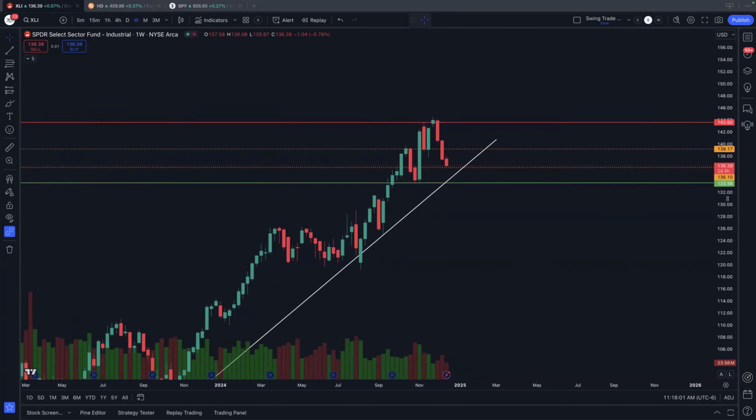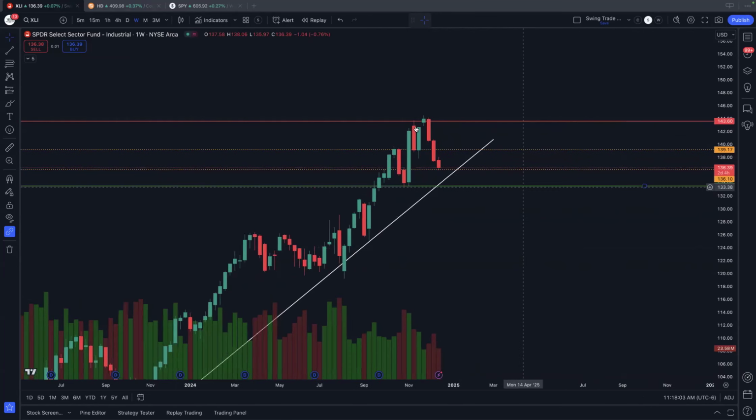We're going to go with volume first. Volume is the first indicator we want to look at. First off, until we crossed above here, this was the highest point. We'll just say about 142 was the highest the industrial sector had had, and this was in November. I'm on the weekly time frame right now.